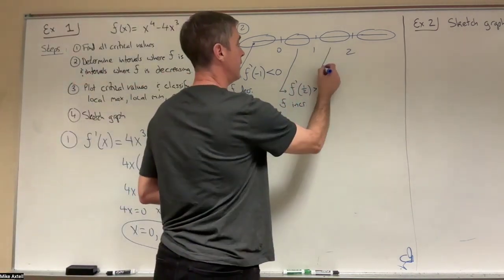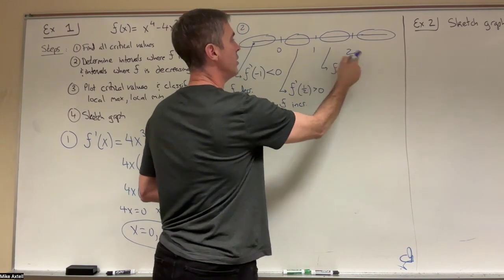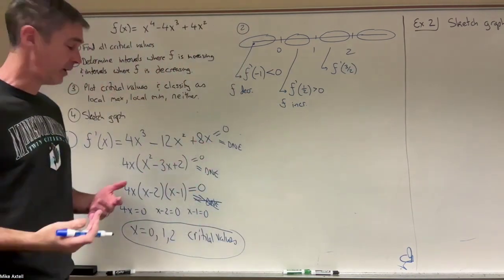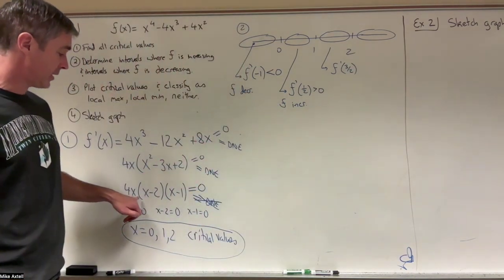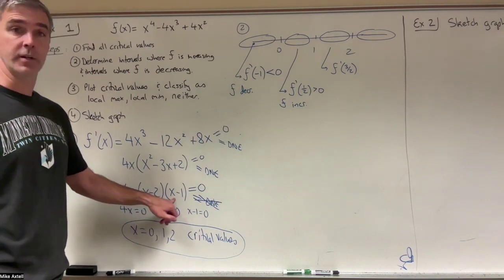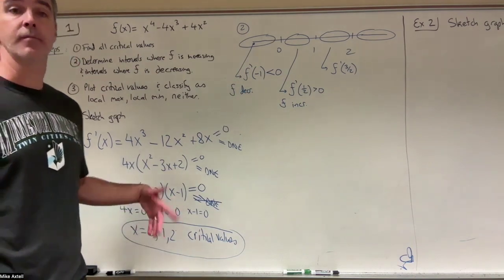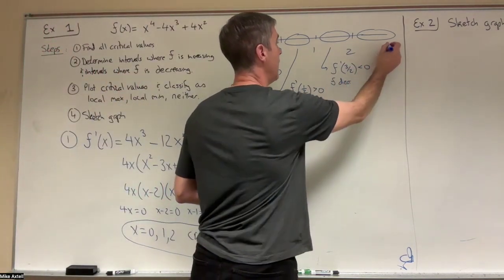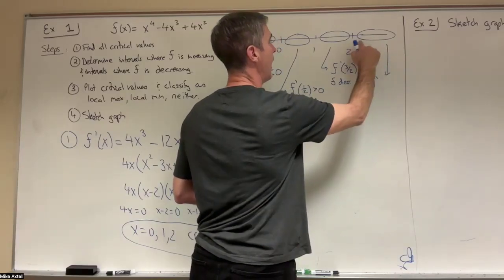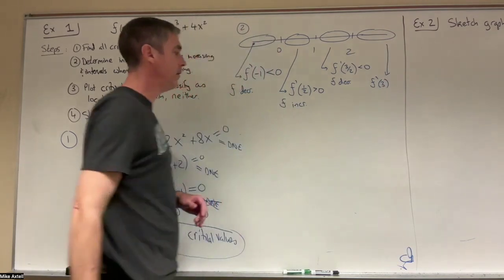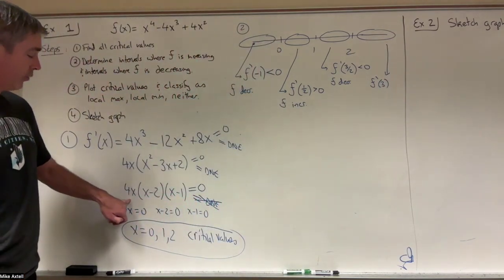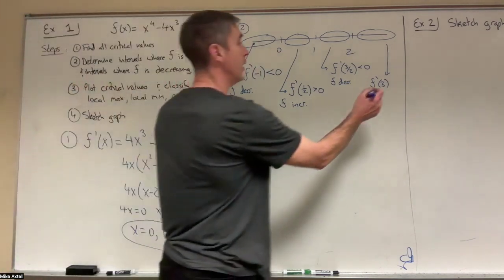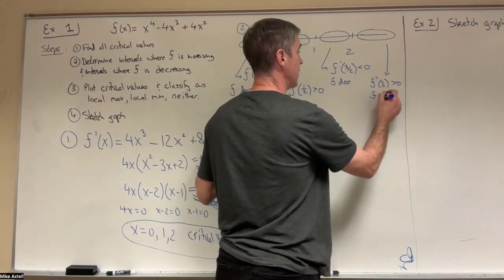Go to the next one. Between 1 and 2, I could do like 1.5 or 3 halves. Grab a number in between, it doesn't have to be halfway. 4 times 3 halves is positive, 3 halves minus 2 is negative, 3 halves minus 1 is positive. So a positive times a negative times a positive is negative. So f is decreasing. And last but not least, after 2, I could just plug in something like 3. If I plug in x equals 3, 4 times 3 is positive, 3 minus 2 is positive, 3 minus 1 is positive. So I have 3 positives multiplied together. That's positive. So f is increasing.